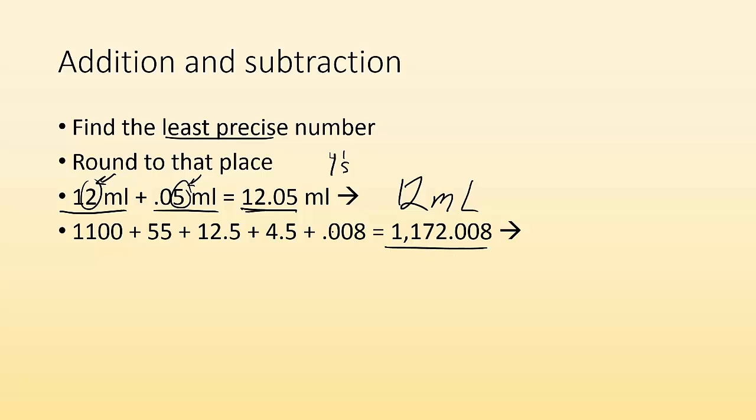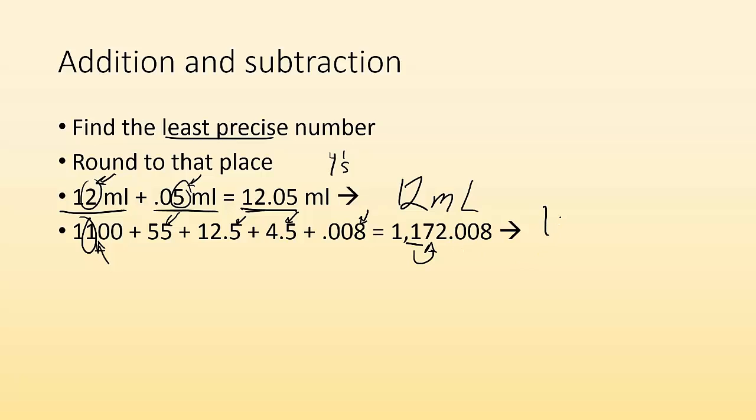And now I got to round it. So I got to look at all these numbers. So this is the thousandths place, tenths place, ones place, hundredths. So the hundredths place is my least precise measurement. So that means I need to round this answer to the hundredths place. So I'm going to look at what's going on in the hundredths place. It's a 1. I look one place over, it's a 7.